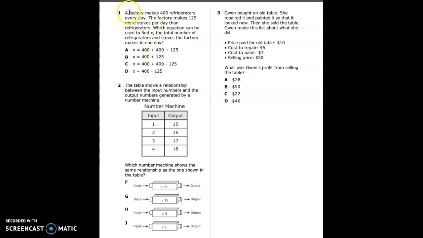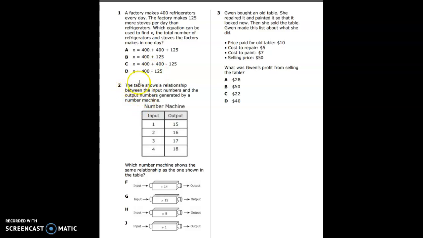Number 1. A factory makes 400 refrigerators every day. The factory makes 125 more stoves per day than refrigerators. Which equation can be used to find X, the total number of refrigerators and stoves the factory makes in one day? A. X equals 400 plus 400 plus 125. B. X equals 400 plus 125. C. X equals 400 plus 400 minus 125. D. X equals 400 minus 125.